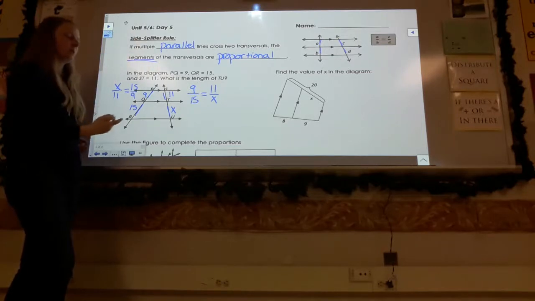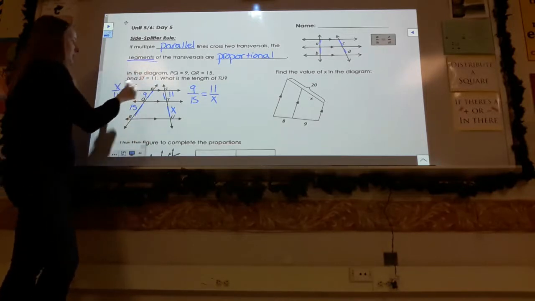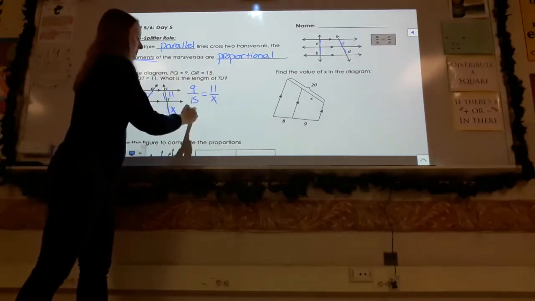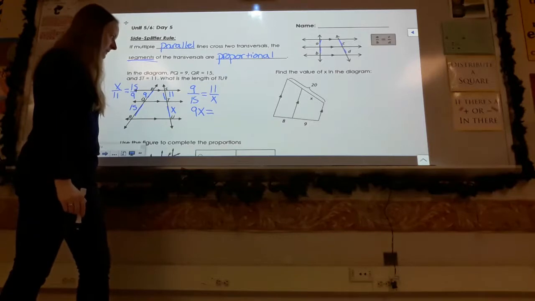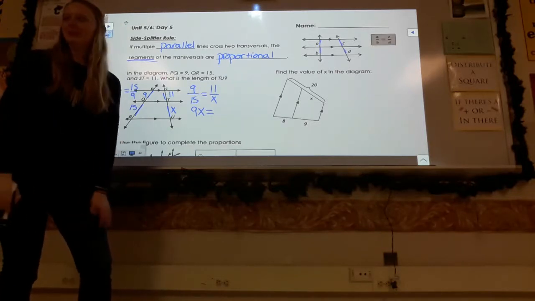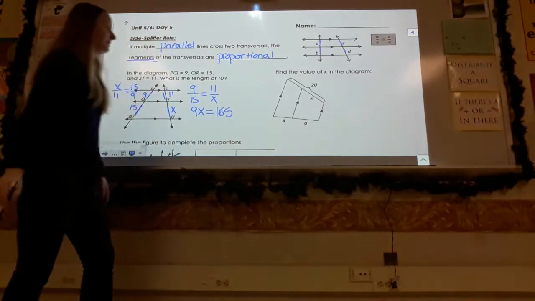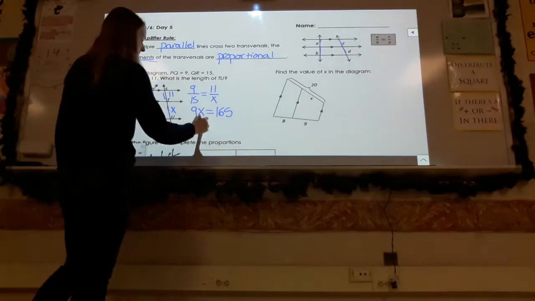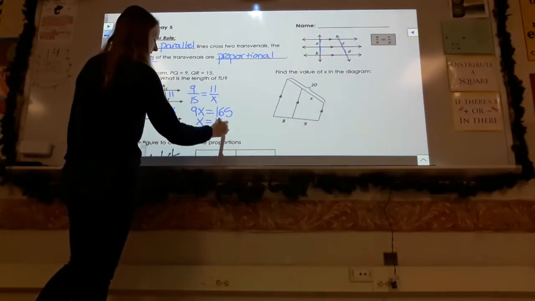It's a little bit different because we're not working between two similar triangles like we have before. We're working with two different transversals here. Okay, but whatever proportion you write, it doesn't really matter. When you cross multiply, you get 9x equals, I don't know what 11 times 15 is. It's like 165. Okay. 165? Yeah. And so then you'd have to divide by 9 to get your ultimate answer. 18.3.